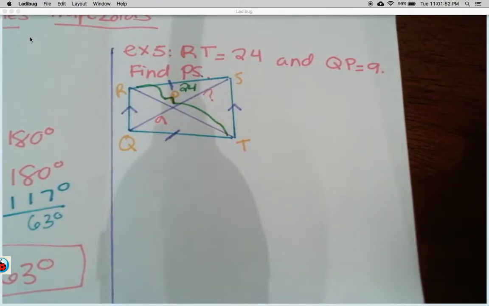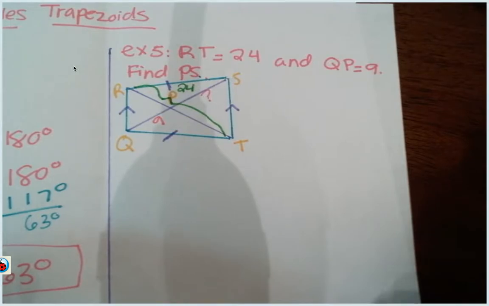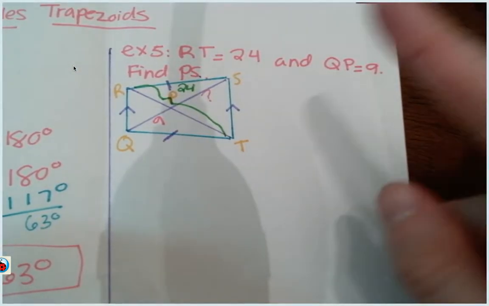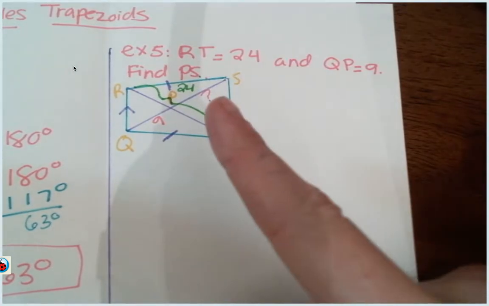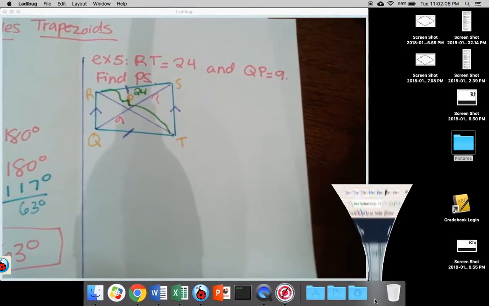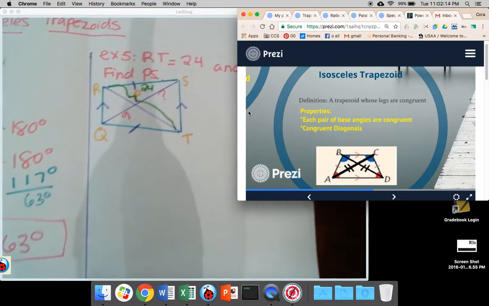Alright, so let's look at these trapezoid properties, and since this problem gave us information about diagonals, maybe we need to look at something that pertains to the diagonals of an isosceles trapezoid. So let's see what we can find. Pull up my nifty property sheet. Alright, so does anything on here tell us something about a diagonal? Because a lot of stuff in here involves diagonals.